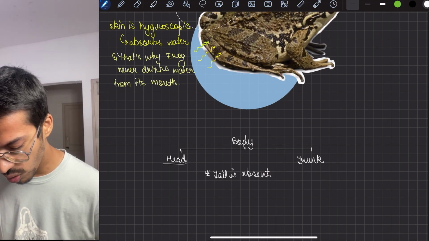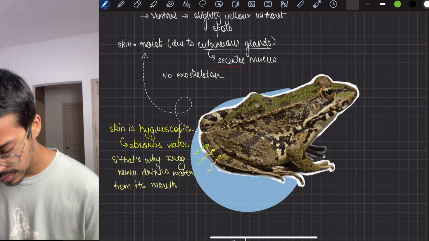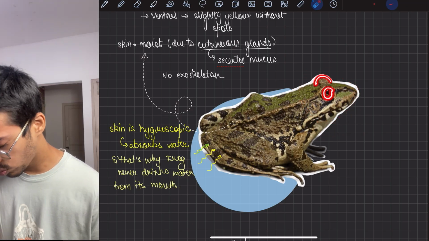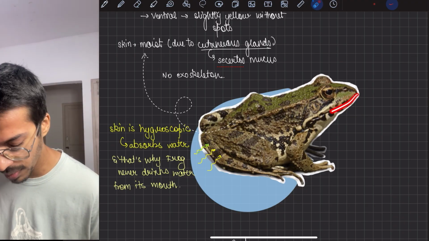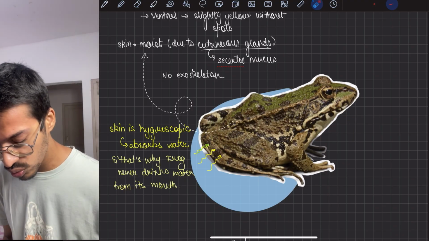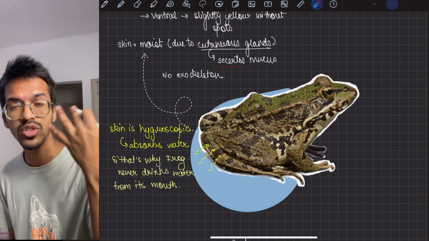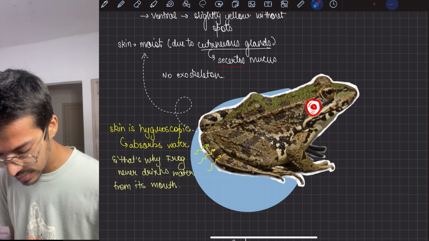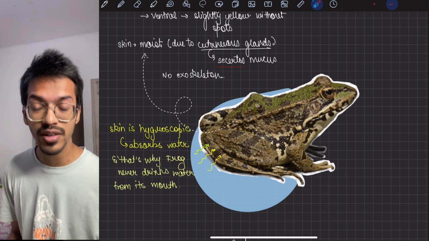Moving back to the main thing, if you see its head part, you see bulging eyes. The eyes are coming out, and there is a bigger mouth, opened up to eat. Can you see this area? These are the nostrils present on both sides through which the air goes inside. This area is the tympanum, a covering of the ear through which it can hear.